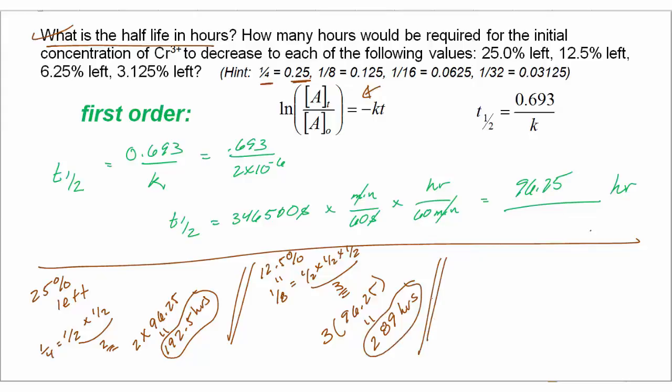Next, 1/16th, which is 6.25%. That's equal to 1/2 to the 4th, 4 half-lives. So take the half-life times 4. 4 times 96.25, about 385 hours.